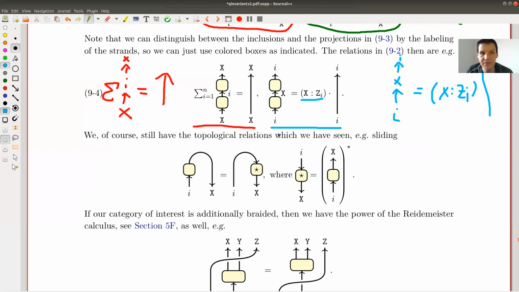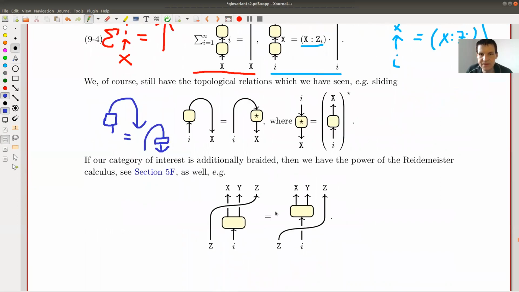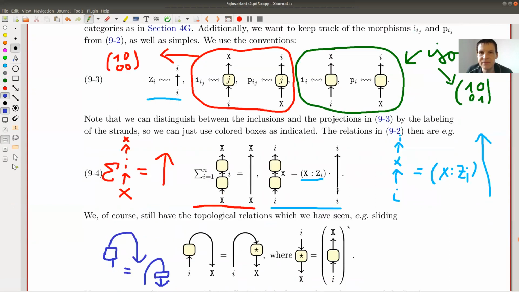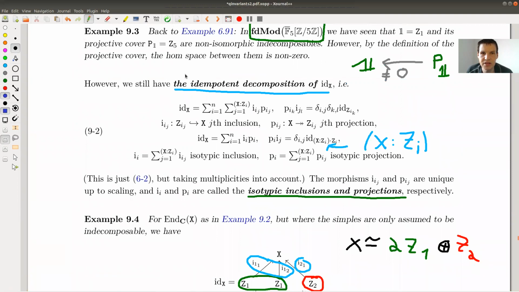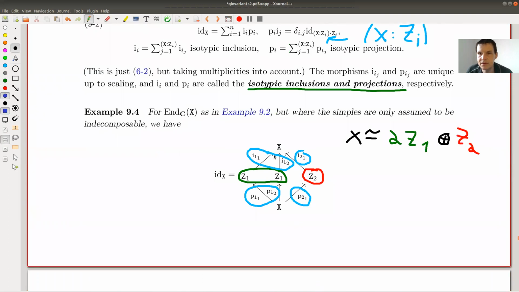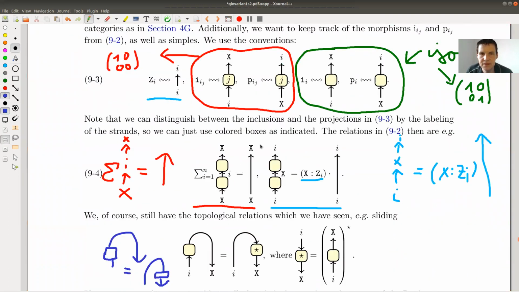Otherwise, these morphisms behave as you would think they do, like they slide. So they slide. They satisfy this kind of relation, so the Reidemeister relation in case it's braided, and so on and so on. So really not too bad. We only add in certain extra boxes for exactly those guys here, the inclusion and projection generators. So these are my extra boxes.